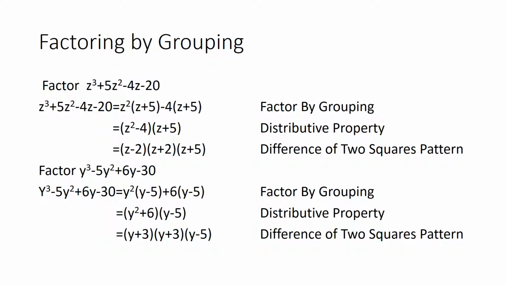And y cubed minus 5y squared plus 6y minus 30, again factor by grouping. y cubed minus 5y squared plus 6y minus 30 equals y squared times y minus 5 in parentheses plus 6 times y minus 5, and then we use the distributive property and get y squared plus 6 times y minus 5 in parentheses.